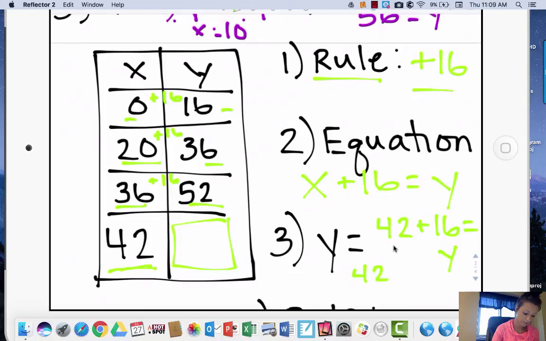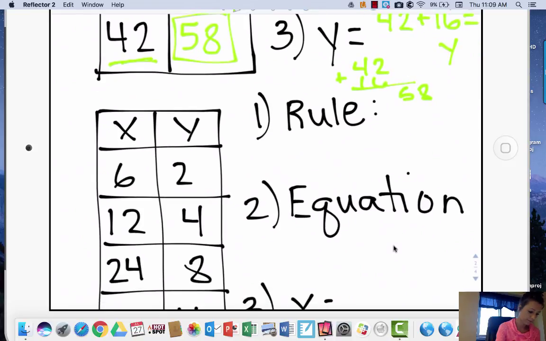42 plus 16 equals 58. So x plus 16, 42 plus 16 equals 58. Okay?